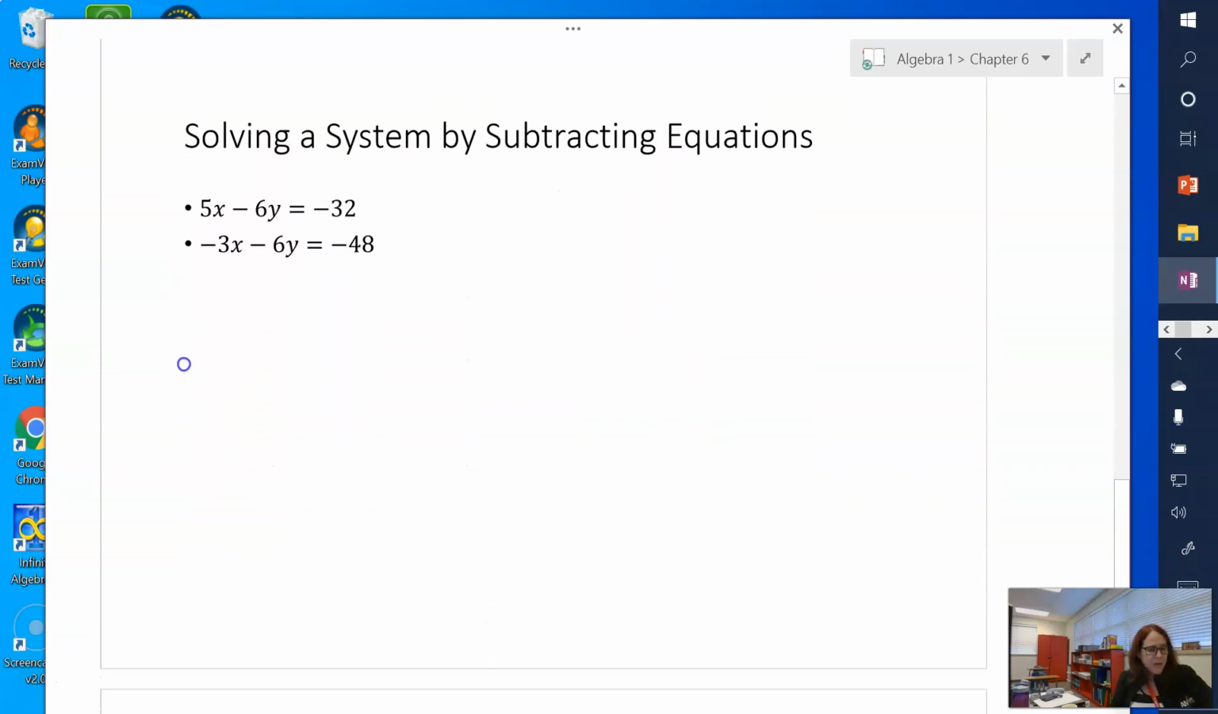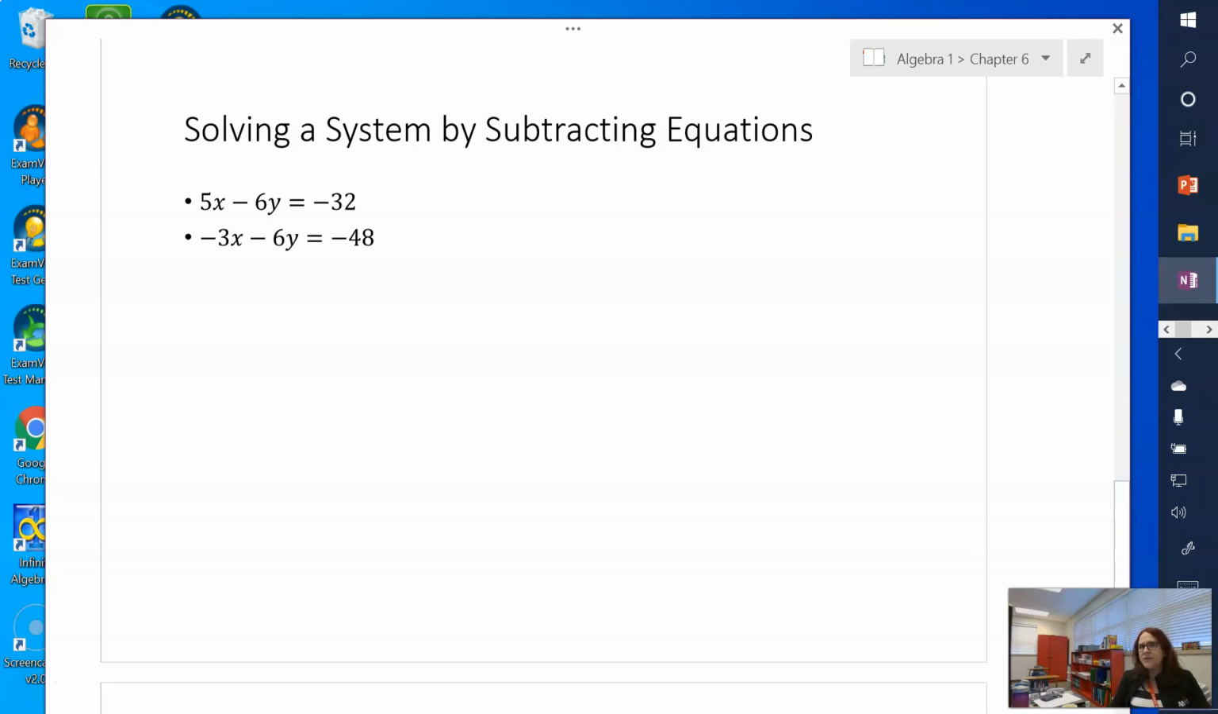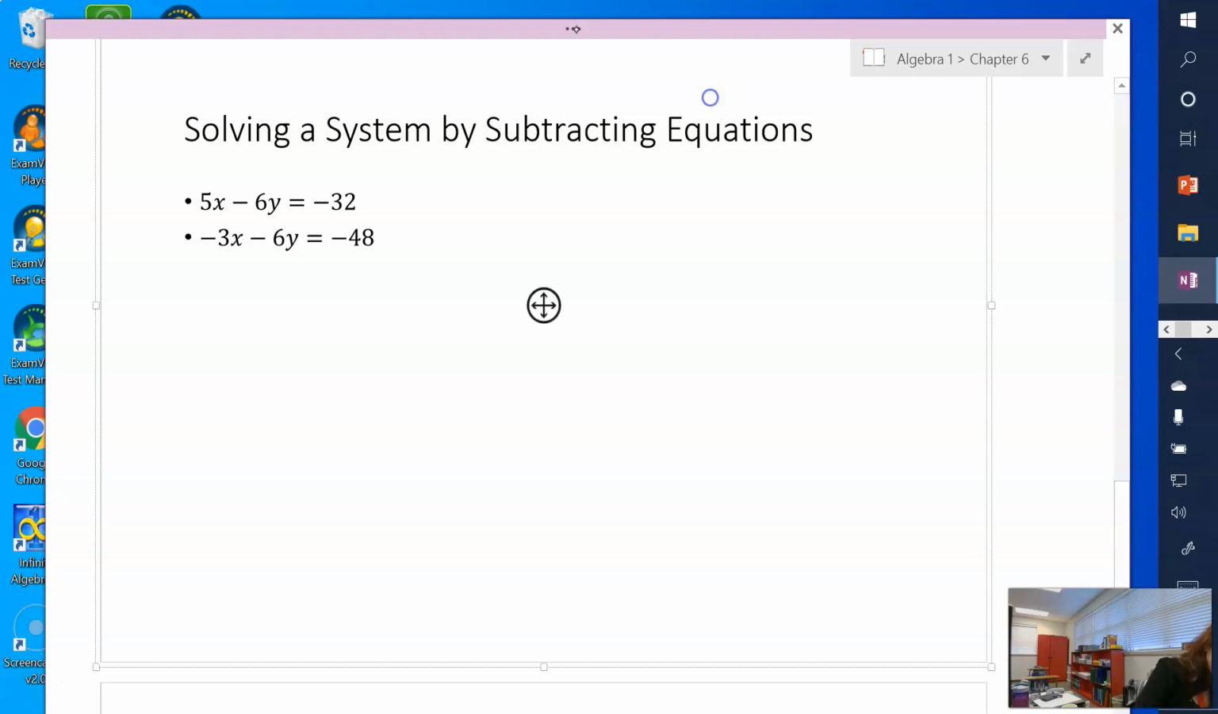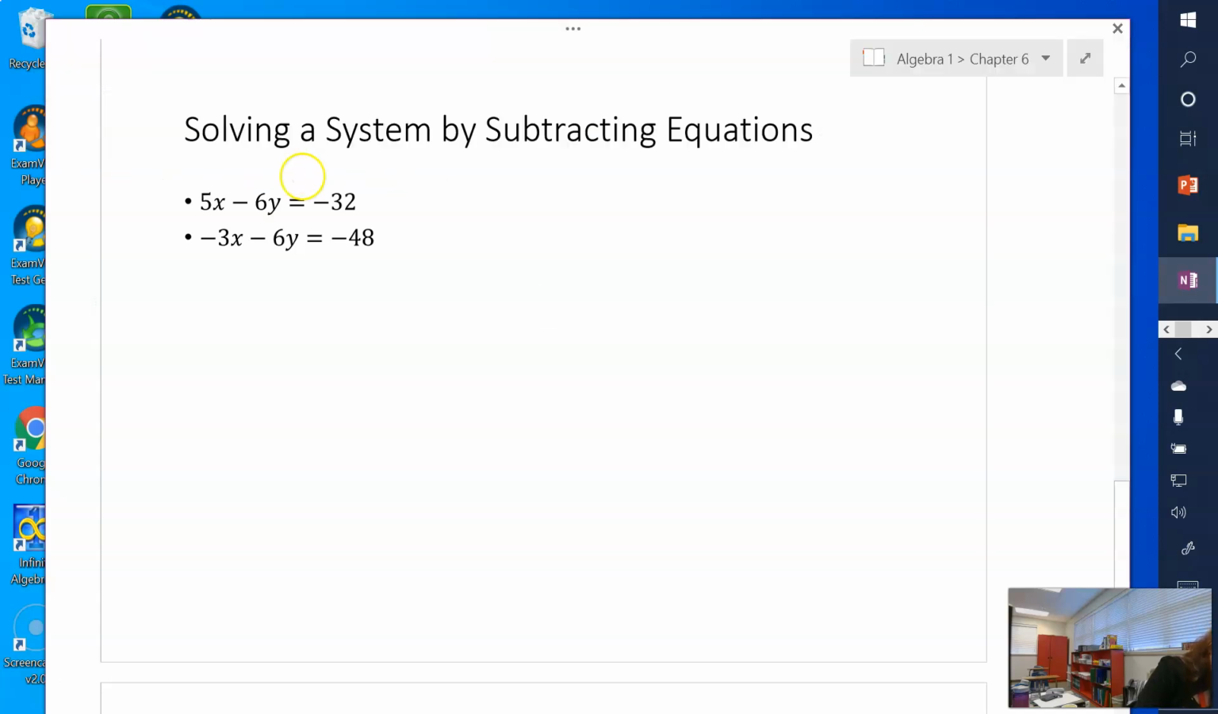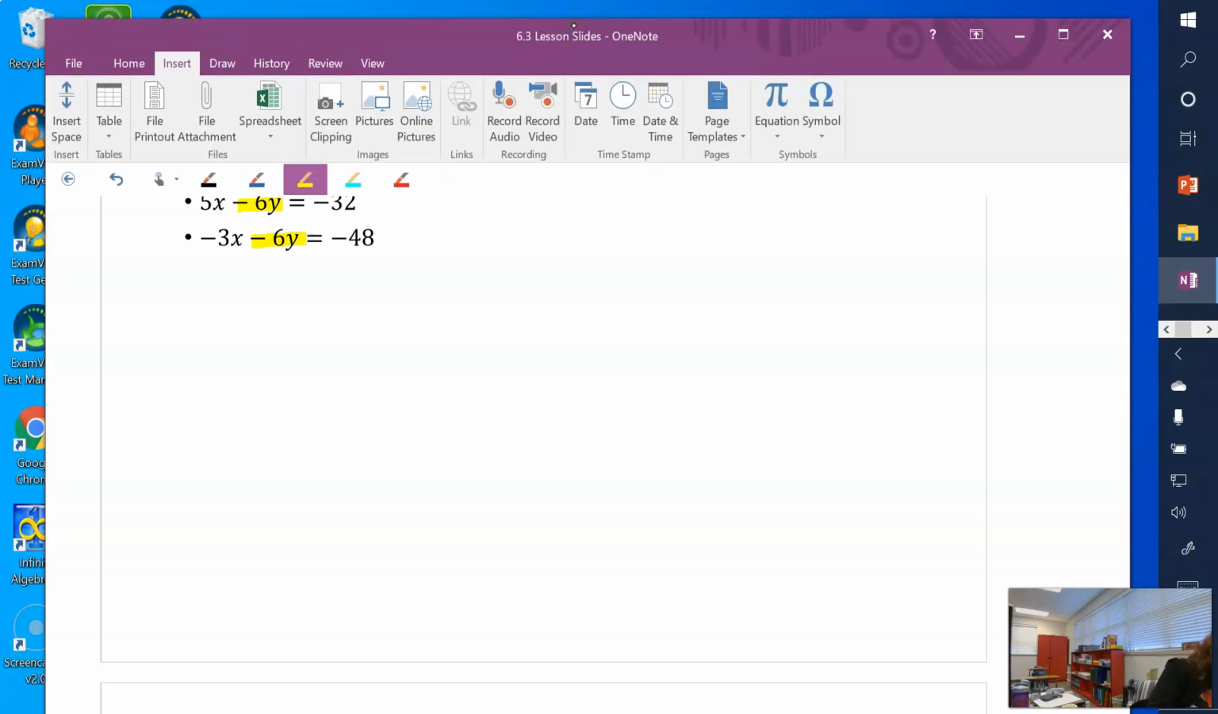All right, now instead of adding these equations together, I'm going to subtract them. And the reason is, if you look at the y's, I have negative 6y and negative 6y. If I add those together, I get a negative 12y. And if I add the x parts together, I'm going to get a 2x. So here's what happens if I add.